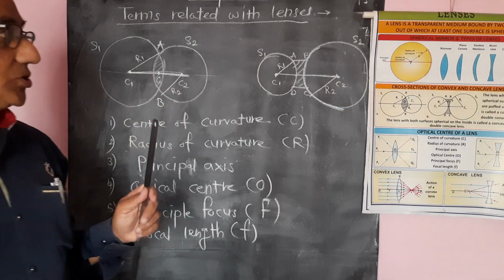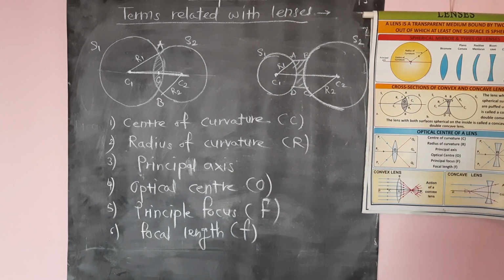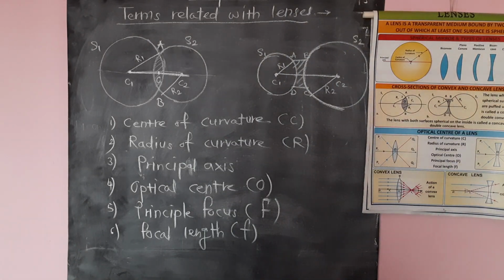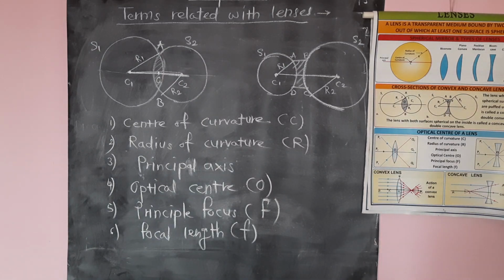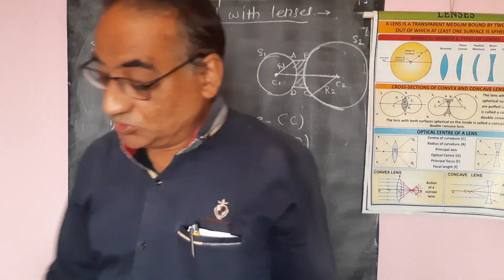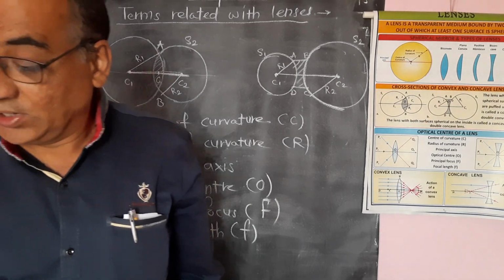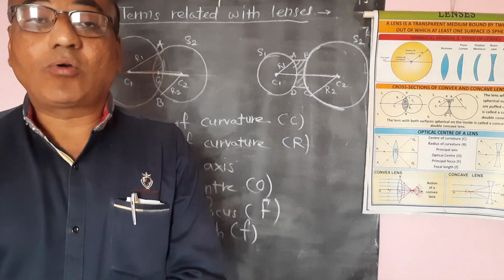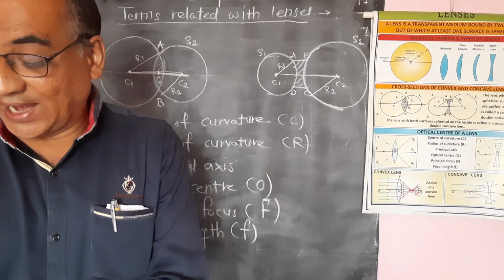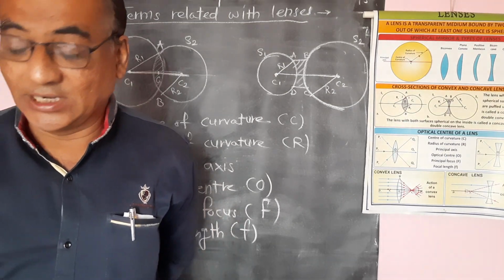Right, now let us stop here. Now here students, we are going to see about the two lenses which are called converging lens, and the second one is called diverging lens.